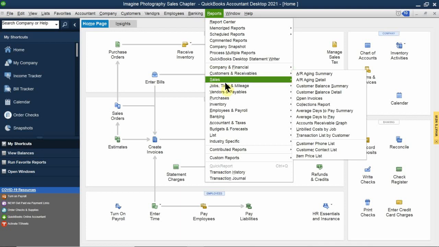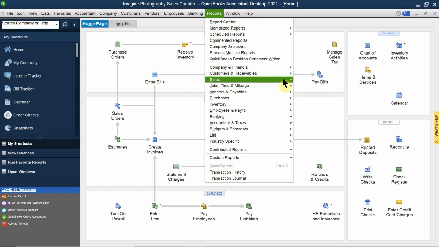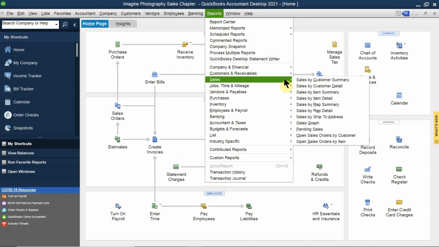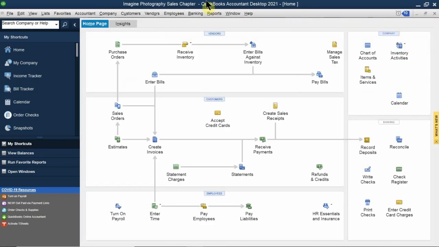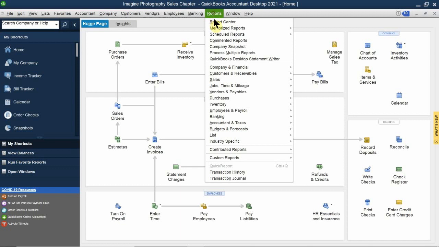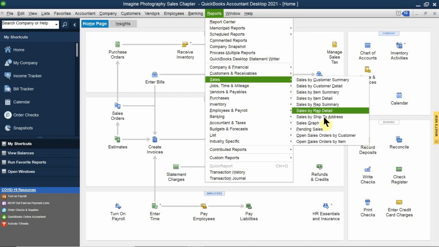Again, you can even do sales reports too, where in this case, I believe we do have some sales reports. You can run some sales reports based on what kind of products you sell. So you could do a sales report by item summary right here. I could see which items are actually more popular. So in this case, it's not the summary. I need the detailed. So reports, sales, sales by item detail.